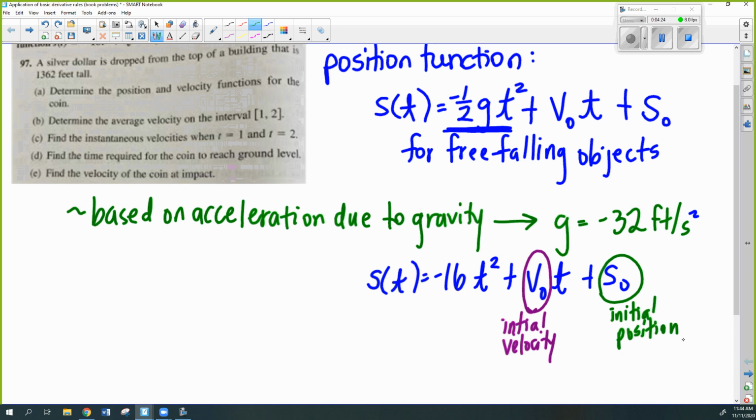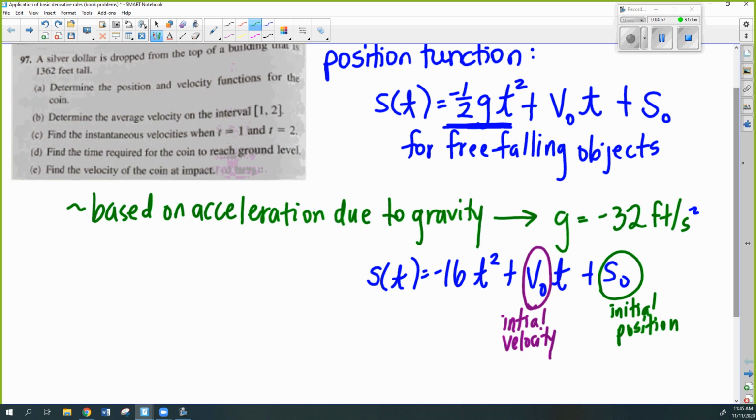All right, so now we're going to look at problem number 97 from the book. And it says a silver dollar is dropped from the top of a building that is 1,362 feet tall. And the first thing I want to do, since it says determine the position and velocity functions for the coin, is write a function, okay?